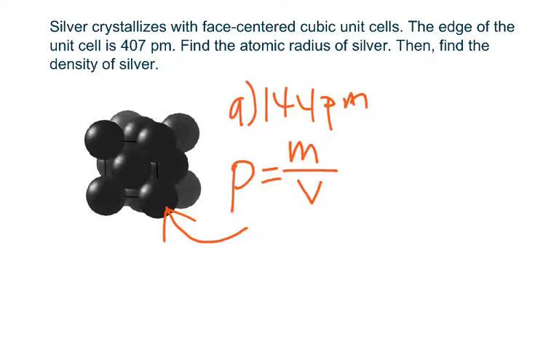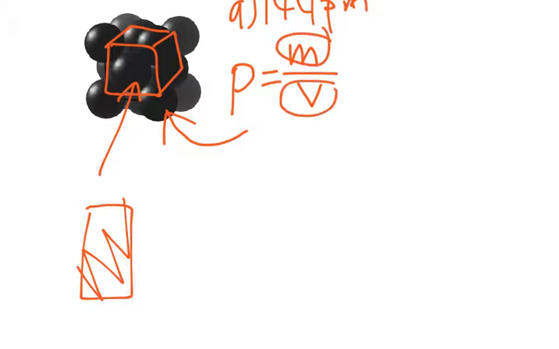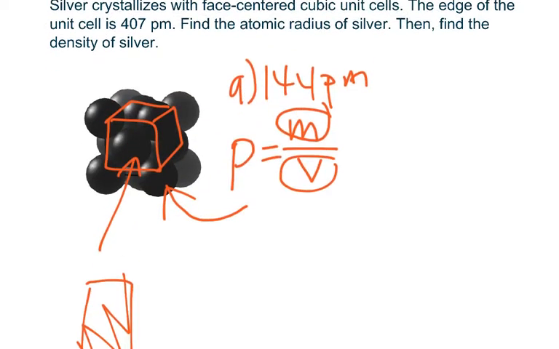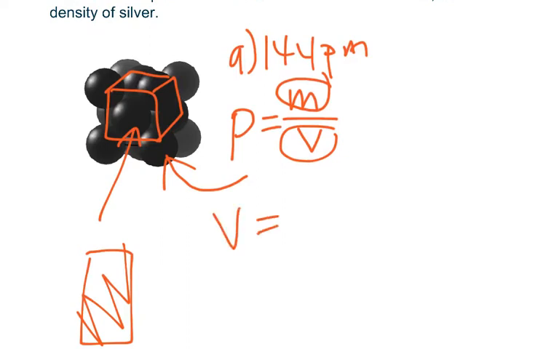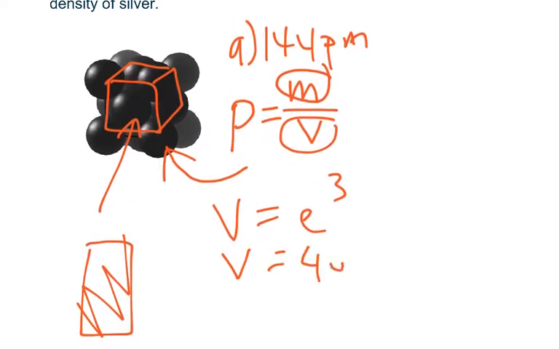So in this case, we could have a unit cell of silver, and that unit cell of silver will still have the same density as a block of silver, for example. So using that to our advantage, let's figure out the mass of the unit cell and the volume of the unit cell. Now let's do volume first, because volume is fun. So the volume of a cube is going to be the edge cubed, and we know that the edge is going to be 407 picometers cubed.